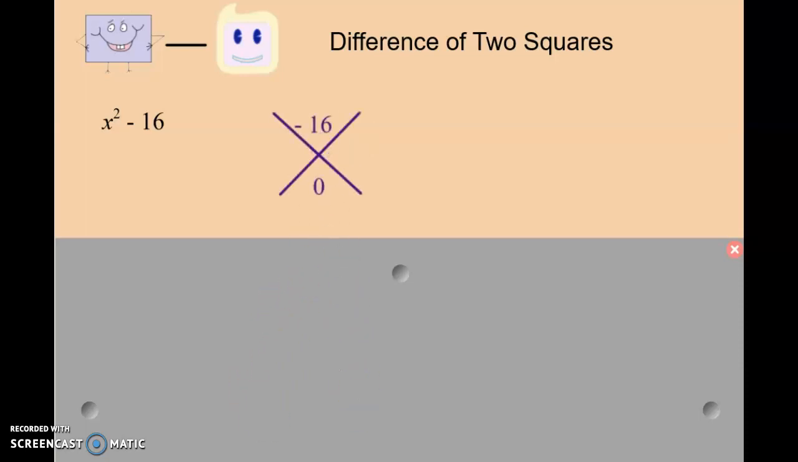So if I were to use my diamond, as I have been, my product, there's a 1 in front of the x squared, so 1 times 16 is a negative 16. And then the middle term disappears. There's nothing in the middle. There's no x term, so it's 0. So what two numbers do you think will multiply together to get a negative 16, but when added together would give you 0?